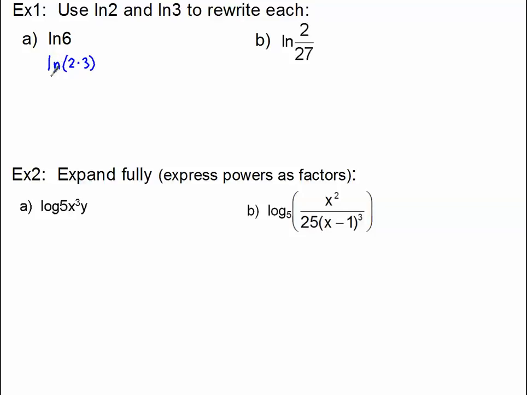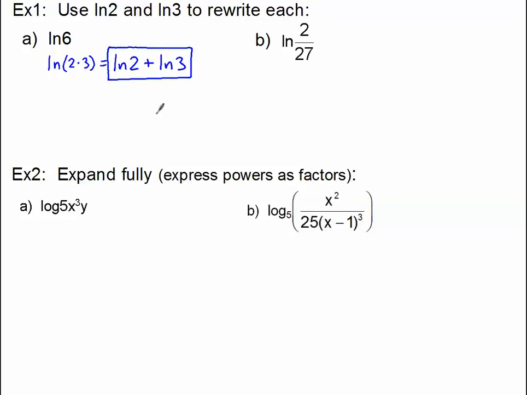I basically now have a log of a product. And a log of a product, according to my first property on the previous sheet, says that I can split this up into 2 logs, excuse me, not logs, natural logs. Yep. Ln of 2 plus the ln of 3. So I can expand the log of this product into the sum of the 2 individual logs together.